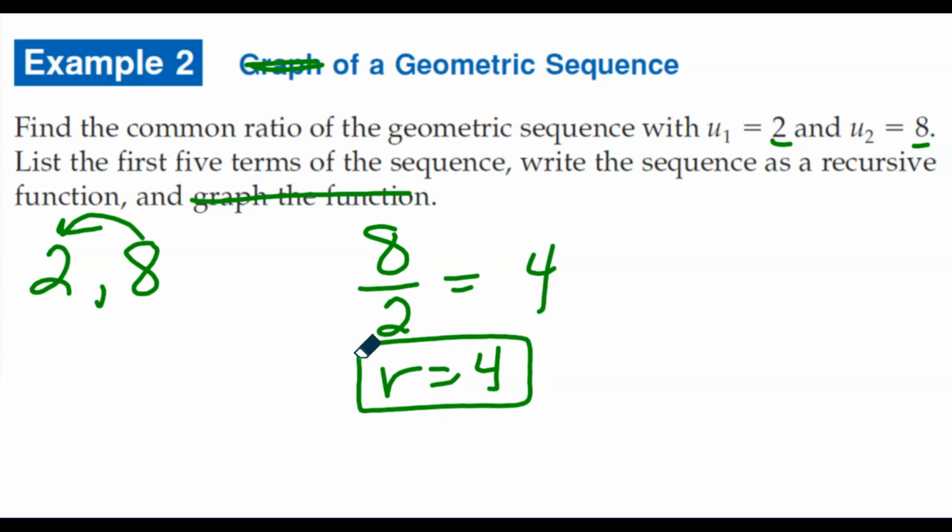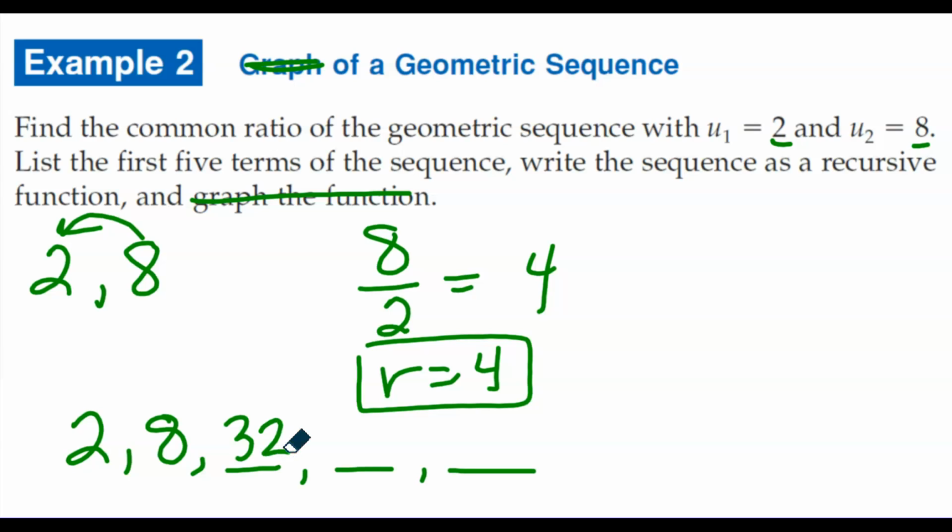Then it says, list the first 5 terms of the sequence. Well, 2 of them are already given, 2 and 8. To find the next 3, you just use the common ratio and repeatedly multiply. 8 times 4 is 32. 32 times 4 is 128. Now I'm going to challenge my mathematical skills. 128 times 4 is 512. Those are the first 5 terms.